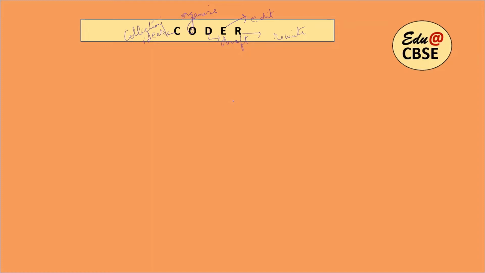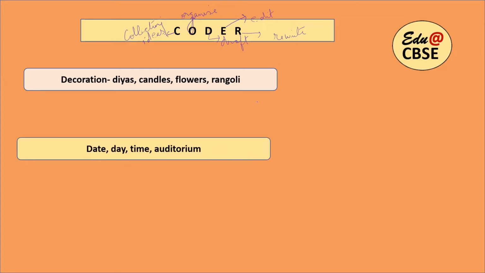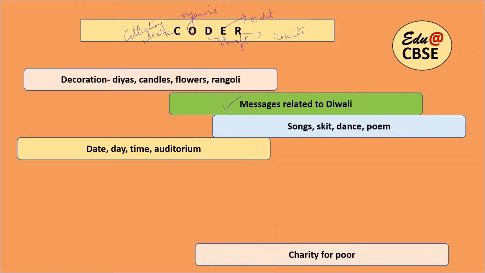So, Diwali celebration. Diwali is all about diyas, decoration, candles, flowers, rangoli. So write it down. After that, you have to mention the date, time, and where the celebration took place. Then what was there during the celebration? Songs, skits, dance, poem, anything else that comes to your mind. After that, messages. Since the event was celebrated in the school, the teachers and principal must have given a few messages, so write about those messages.